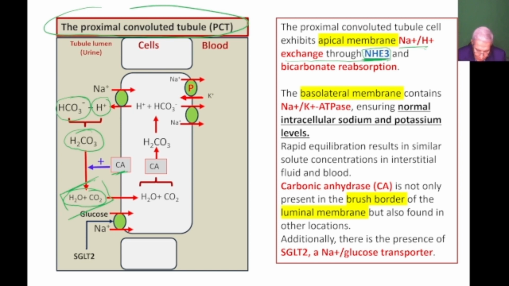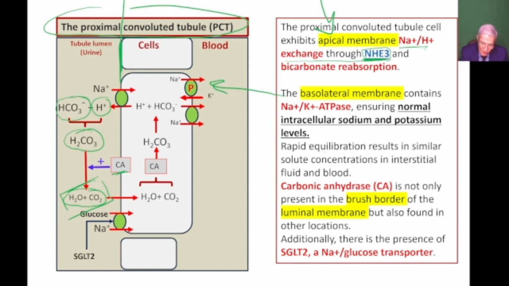This is the basolateral membrane here, and this is the apical membrane. In the basolateral membrane, we have a pump. This pump is responsible for bringing everything to balance, bringing sodium to the blood and potassium to the cells. The basolateral membrane contains sodium-potassium ATPase to ensure normal intracellular sodium and potassium levels, bringing balance to the cells and the blood. That is the function of the pump, sodium-potassium ATPase.